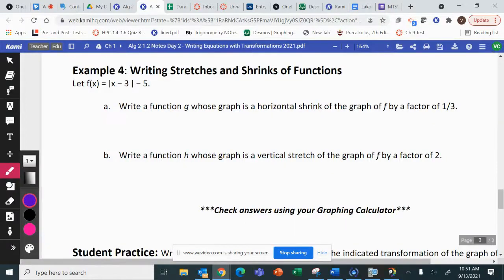Okay, to continue our notes, we are on example 4, Amelia. We are on example 4. But you're facing. Huh?